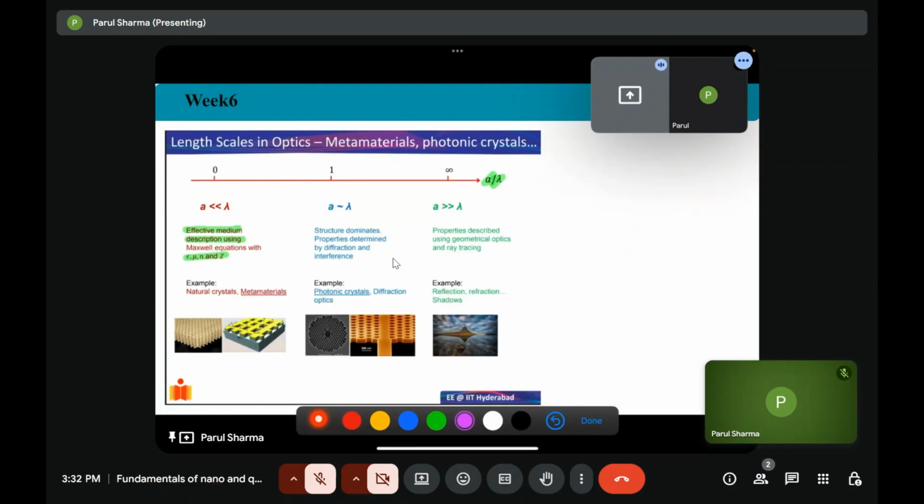So then we saw the landscape of optics. What are the different metamaterials and photonic crystals? How do we define them on the basis of the landscape? So there are three cases. If my periodicity, or lattice constant a, is constant.